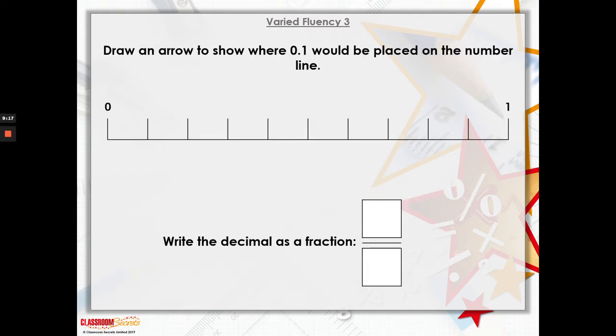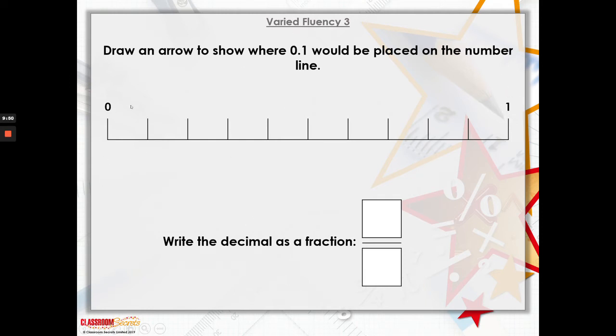So question 3, number lines. We all love a good number line. It says here, draw an arrow to show where 0.1 would be placed on the number line. Obviously you can't draw it on your screen, so you're just going to point. Where does 0.1 go? The easiest way to work out number lines is we have a 0 here and a 1 at the end, because we're now going below 1. If I have 0.1, I don't have any ones, do I? I don't have 1 one. That's why we're going below 1.